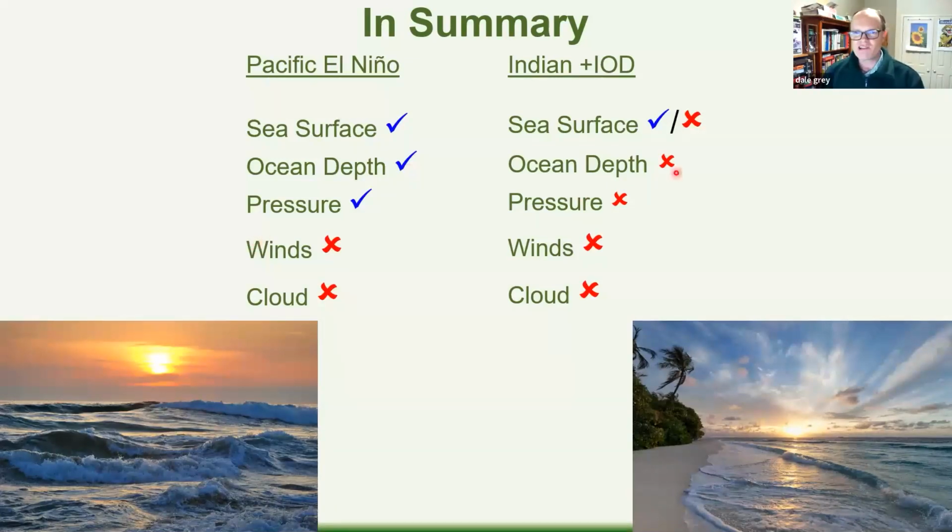Out in the Indian Ocean, the sea surface is vaguely looking a bit positive IOD like? The ocean depths don't look like it at all for my money. And the pressure, winds and cloud, even though they have perhaps a drier tendency over the whole Indian Ocean, are not looking like that climate driver.